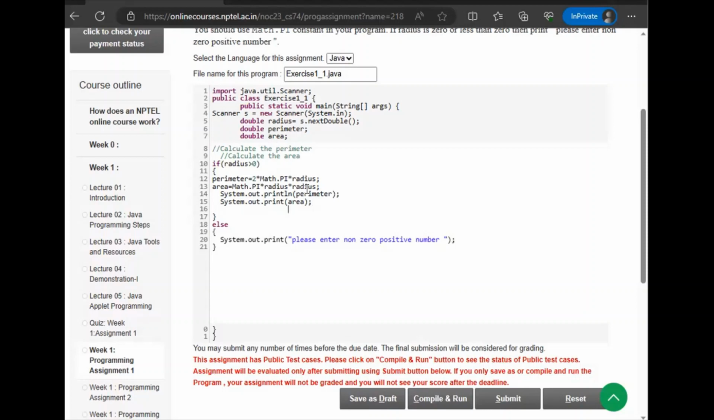So what we have done? We check the condition. If radius is greater than 0, I need to find the perimeter and area. Then I want to print the perimeter and area. If it is not, then I need to print the message that he is desiring. Okay. So now let us go and submit the answer. Compile and run it.